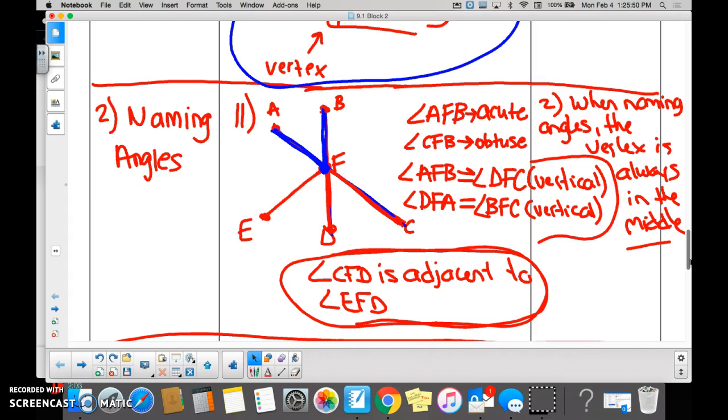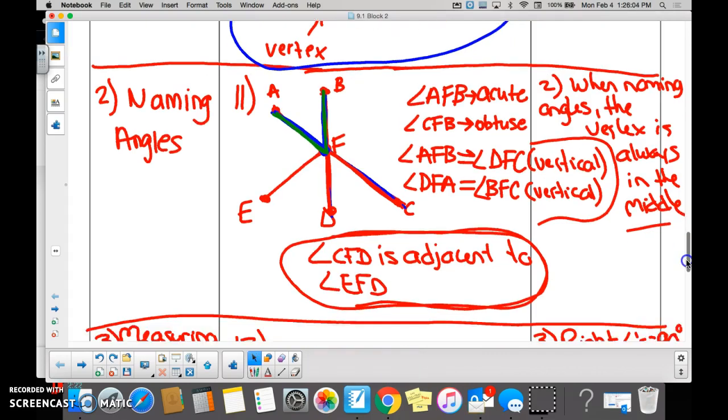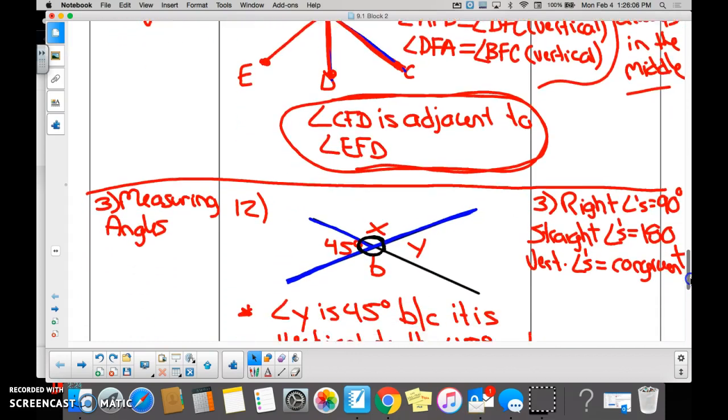So is angle AFB any different than angle BFA? No. Are they the exact same angle? Yes. Can they both be named in opposite directions like that? Yes. Moving on down to measuring angles.